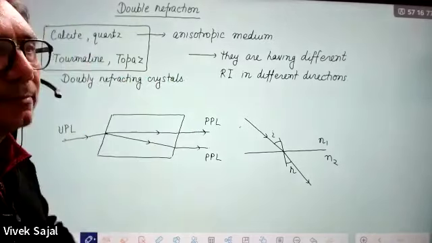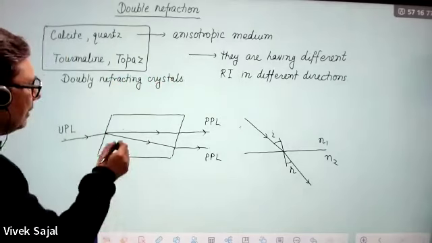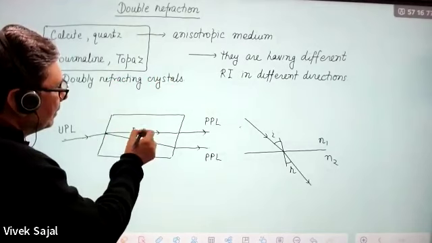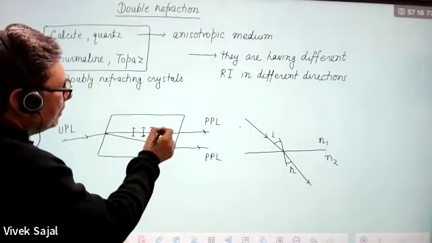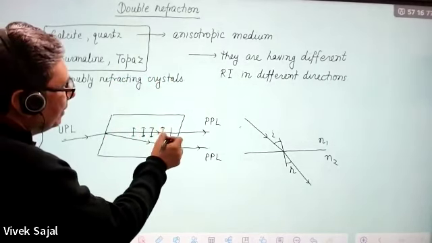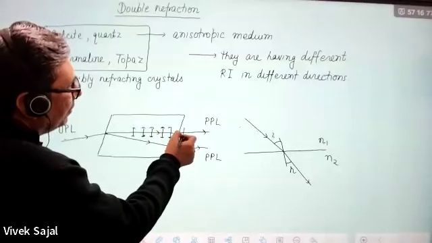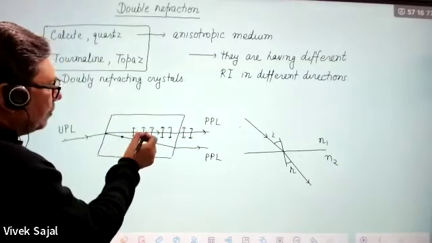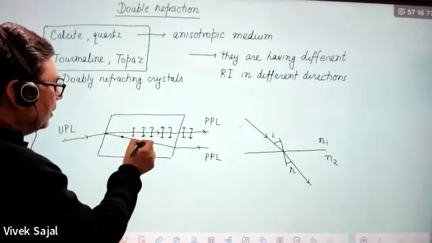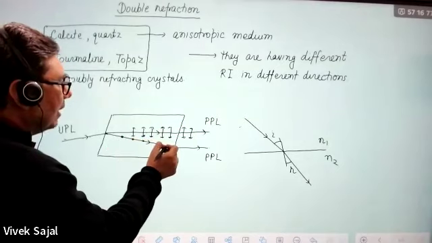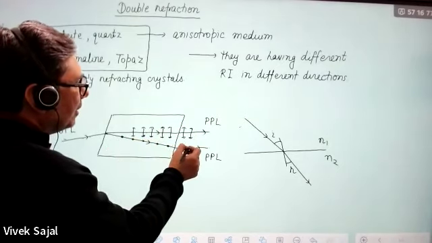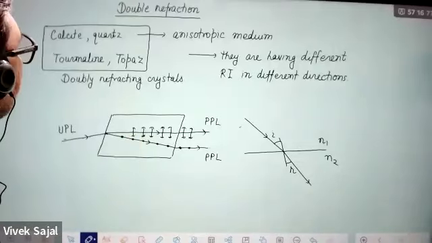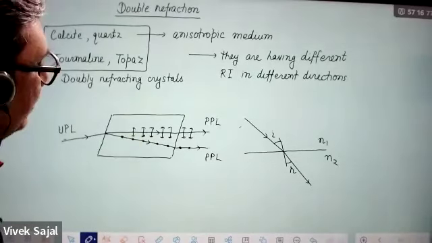Later on, I will tell you that out of these two refracted rays, one will have electric vectors like this, and the other will have electric vectors perpendicular to these. So this type of two plane polarized lights are observed. This phenomenon is known as double refraction, and this type of crystal is called a doubly refracting crystal.